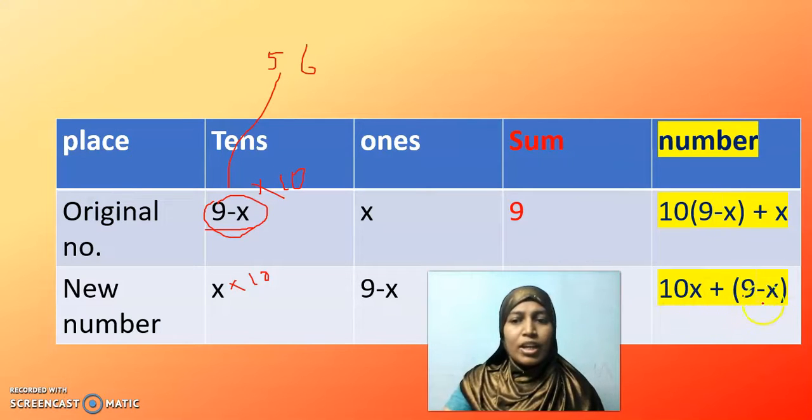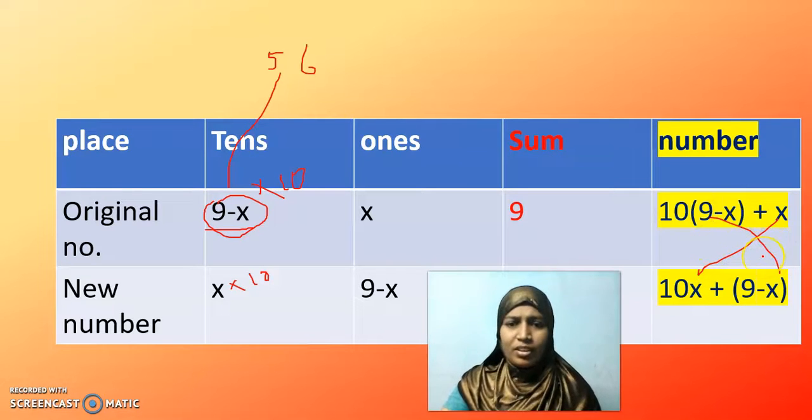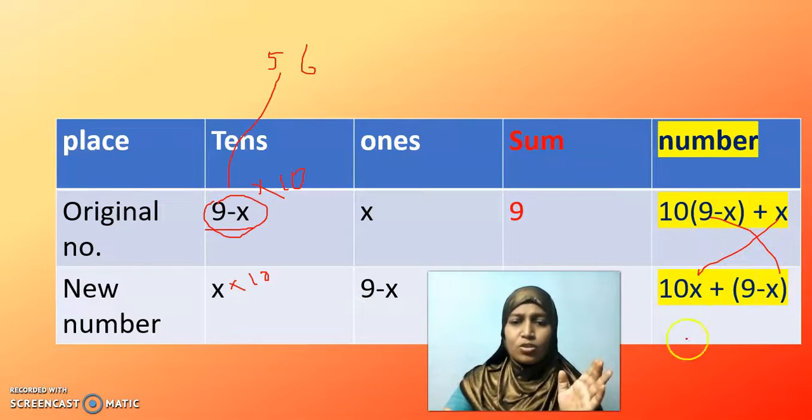Do you understand how I get the numbers after interchanging? See here, very simple. This comes to this place, this comes to this place. You can have some different ideas also, but it is not logically correct. You should understand why we multiply by 10 here with 9 minus x and by 1 with x.